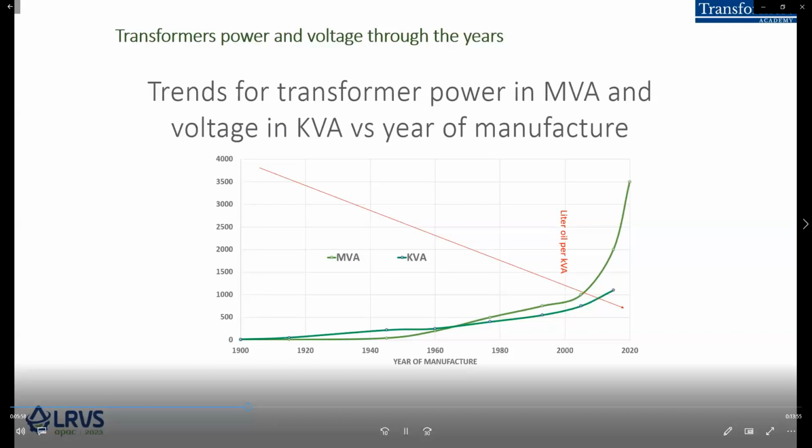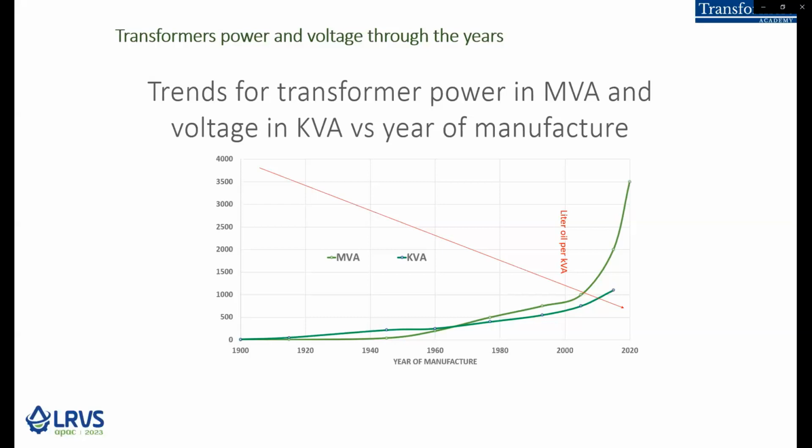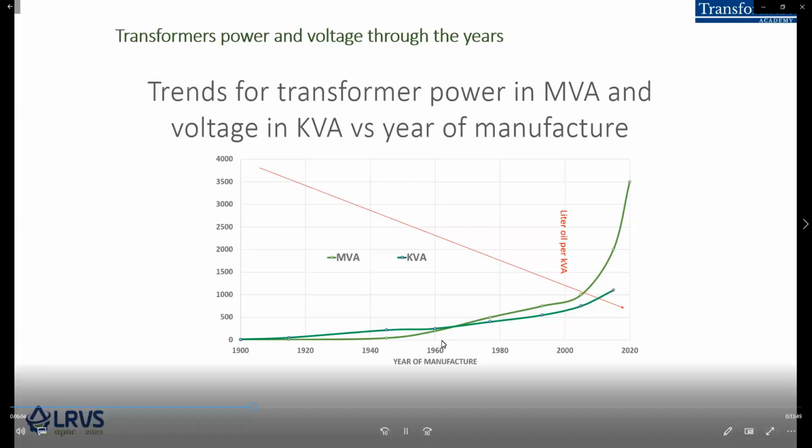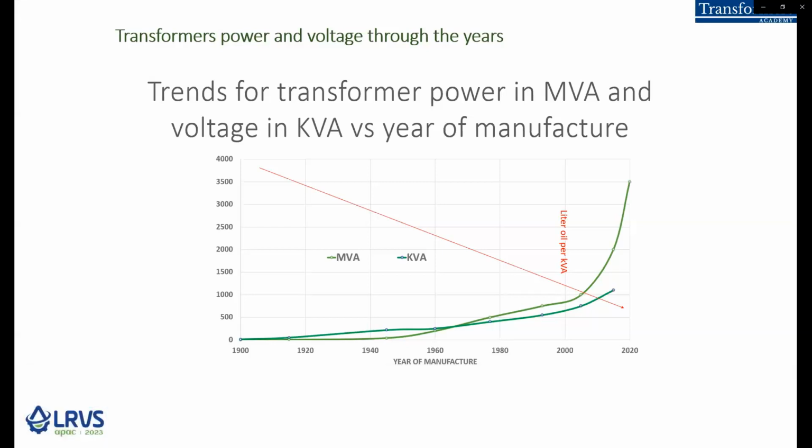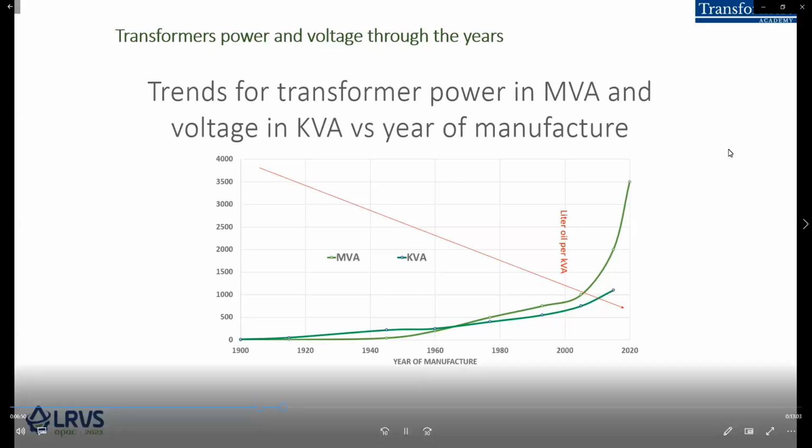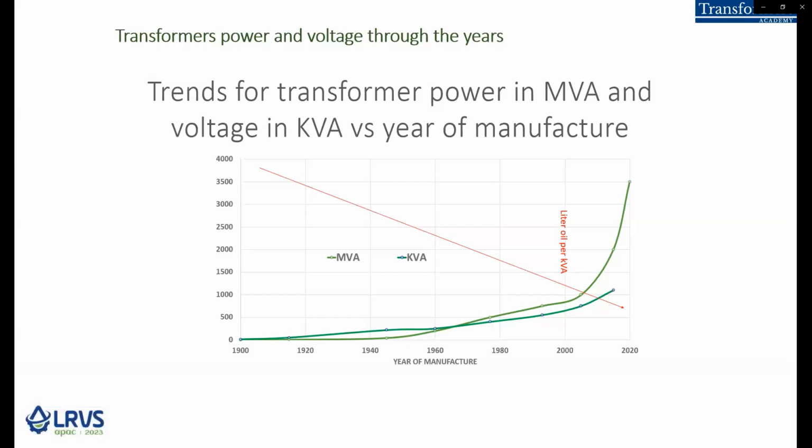Trends for transformer power in MVA and voltage versus year of manufacture. Of course, the need for high electricity amounts to be transported over longer distances has imposed a higher power expressed in MVA and a higher kV level. Consequently, the size of transformers increased exponentially in both power and voltage, although there is considerable progress in reducing magnetic core loss, on-load losses and transformer cooling.